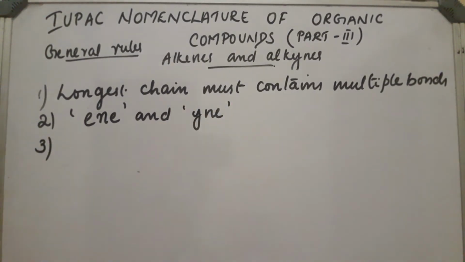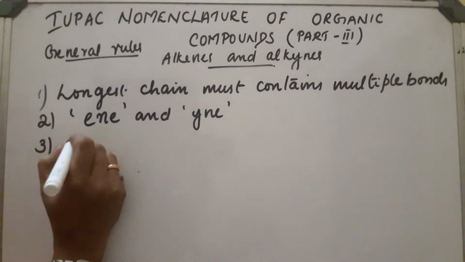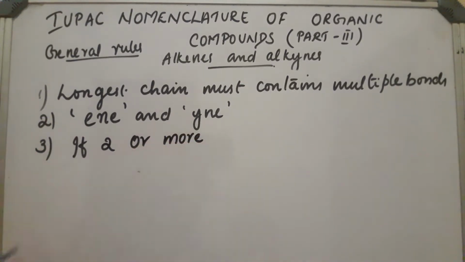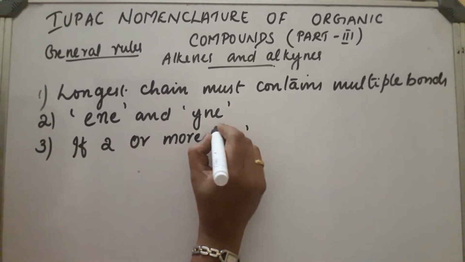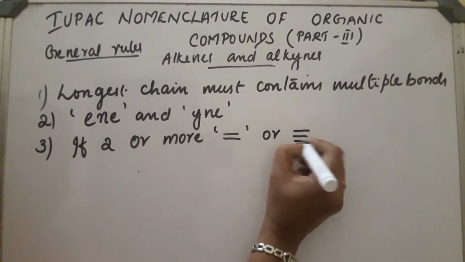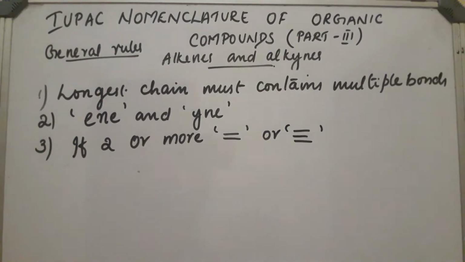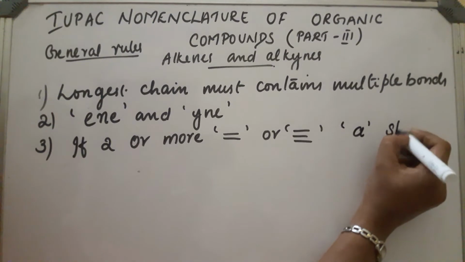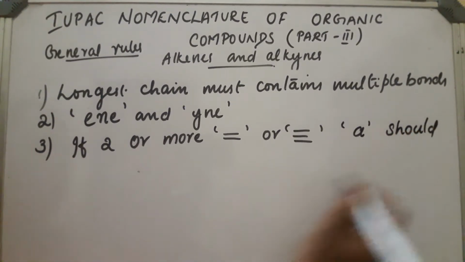Now the third rule: if two or more double or triple bonds are present, that is, two or more multiple bonds, then in such cases we have to add "a". The "a" should be added to the word root.